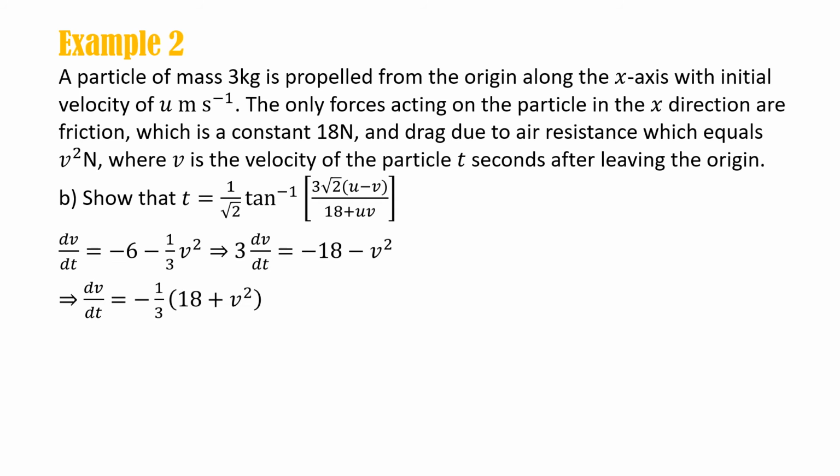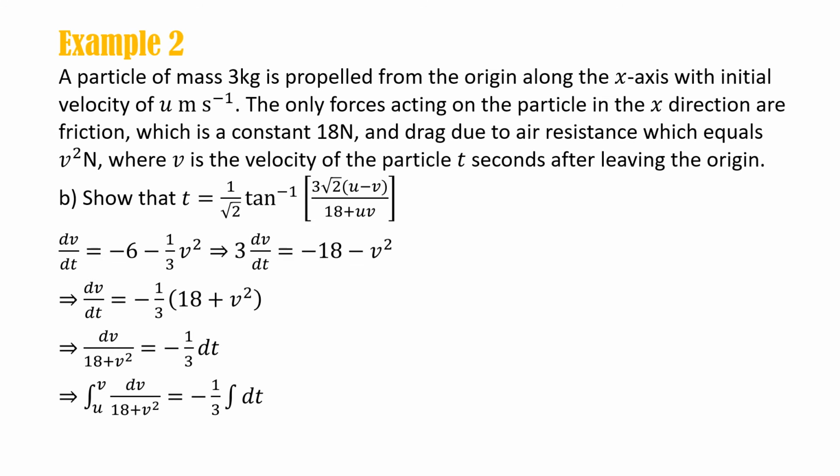Either way, what I'm going to get is that dv/dt is equal to -1/3 multiplied by (18 plus v squared). Now the joy of that is I can switch out my 18 plus v squared with dt on the other side. So I'm just going to switch those two around. Now we've got dv over (18 plus v squared) is equal to -1/3 of dt. So I've got all my v's on one side and all my t's on the other. What that means is I'm going to need to take the integral of both sides.